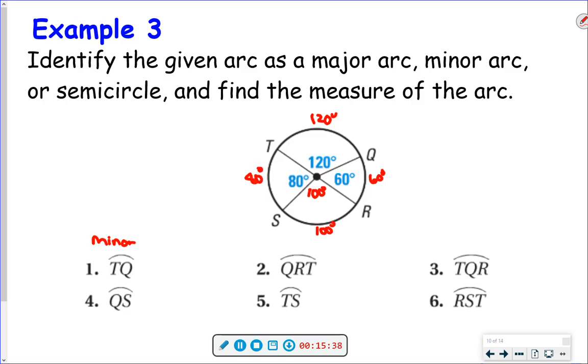180. We know the angles equal the arcs. Technically, we're finding arcs. That's why I labeled the arcs also. Just getting fancy about it. All right, let's do it now. TQ, I clearly have labeled 120.